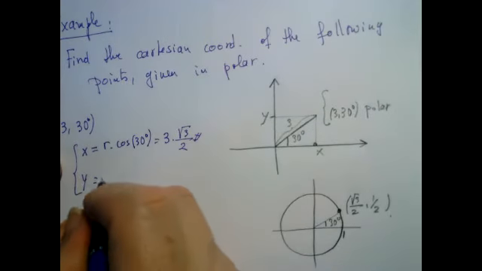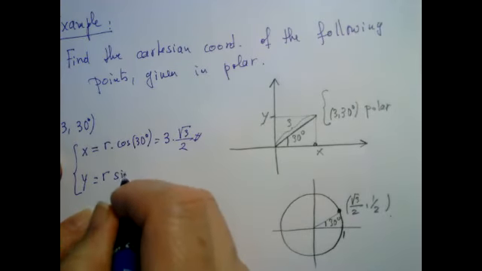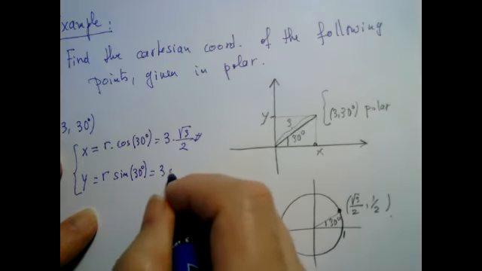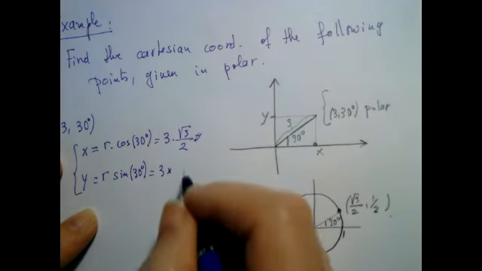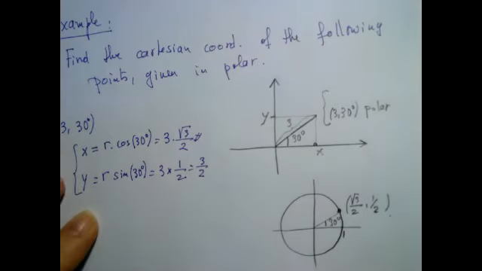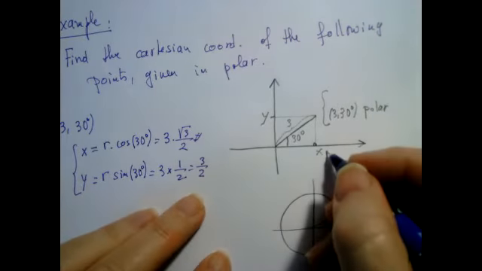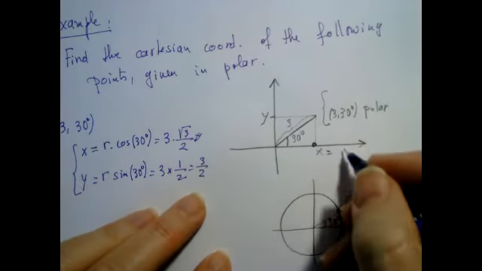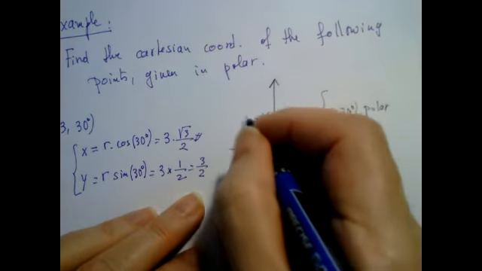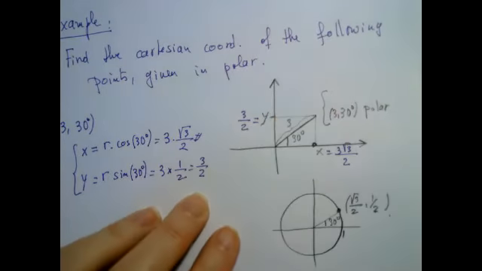And the y is r sine of 30. It means 3 times the sine of 30, which is 1/2, which gives me 3 over 2. It means in my picture here, this coordinate here is 3 square root of 3 over 2, and this coordinate here is 3 over 2.